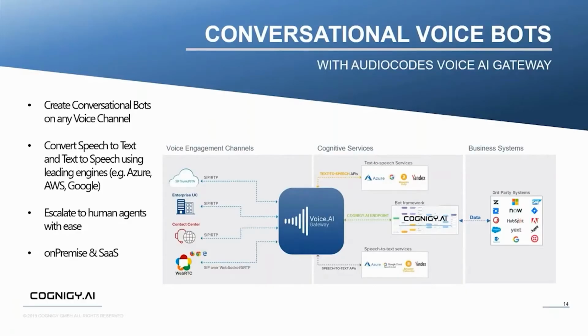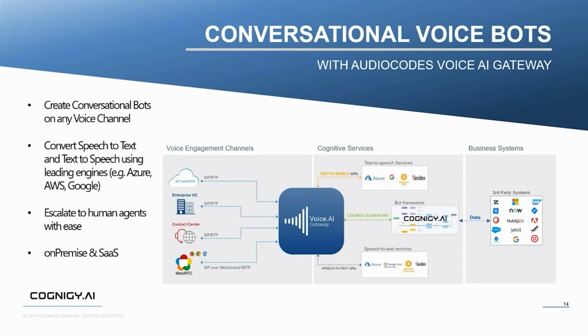AUDIOCODES has a product called the Voice AI Gateway. And the Voice AI Gateway is the glue between four components. It's the glue between the outside telephony world. So this can come directly through phone numbers, through the SIP protocol. It can come from your UC platform, your contact center like Avaya or Genesys, or even like Microsoft Teams, WebRTC through the web.